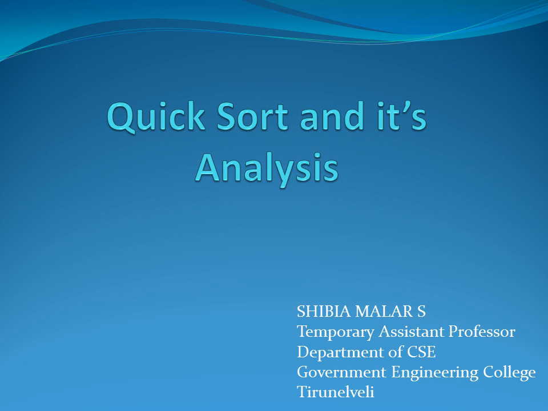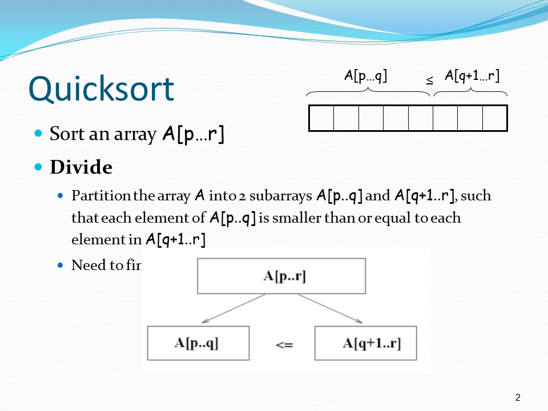Quicksort and its analysis. Quicksort follows the divide and conquer technique. Sort an array A of P to R. P is the starting location, R is the ending location.